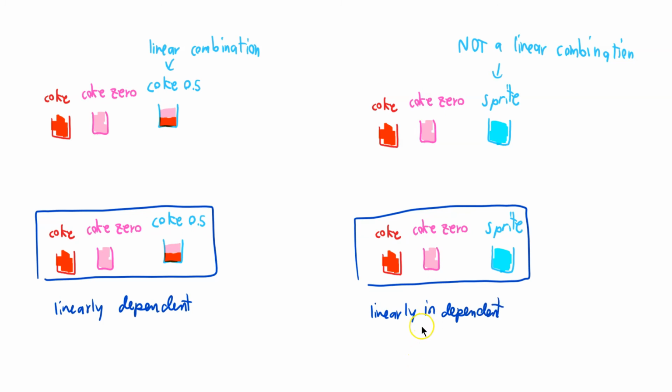So you can compare this to the other scenario where I'm just playing cheap and just adding half a Coke and half a Coke Zero and calling it a new product.